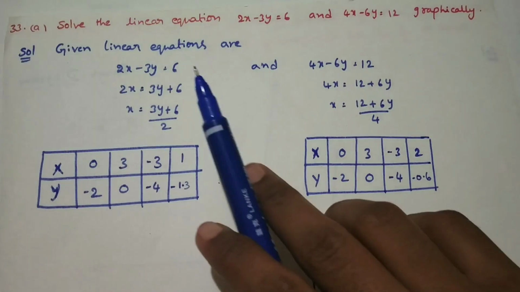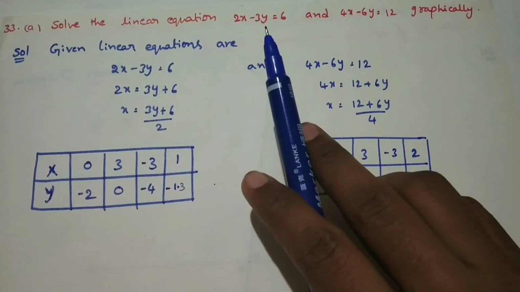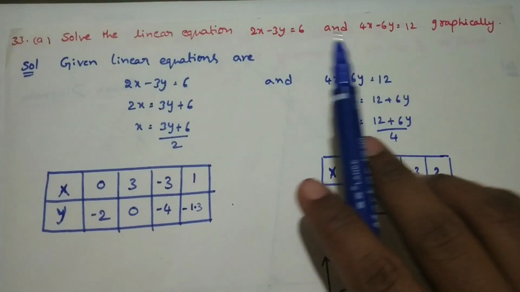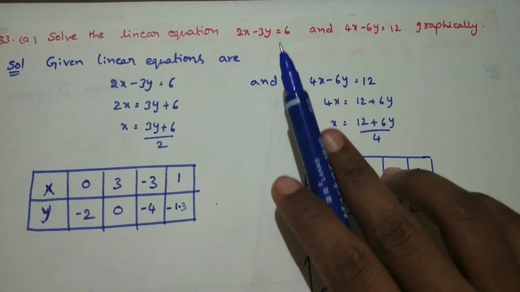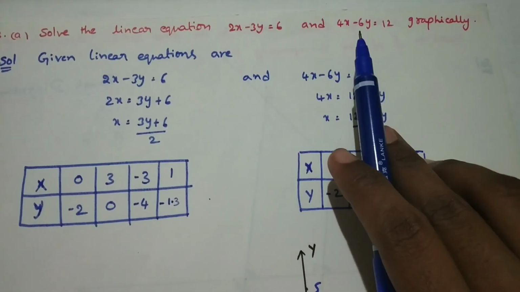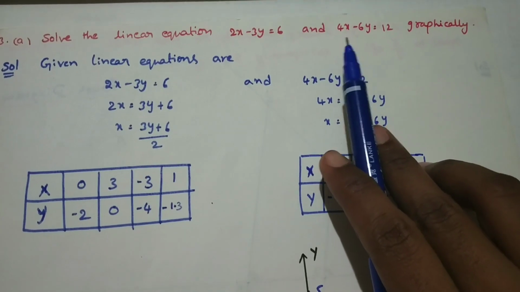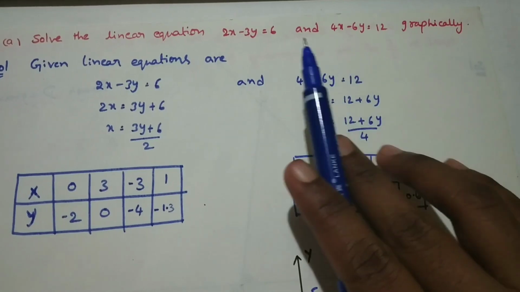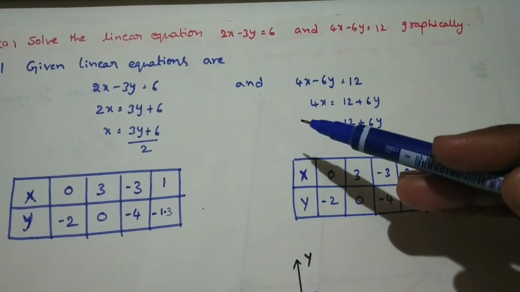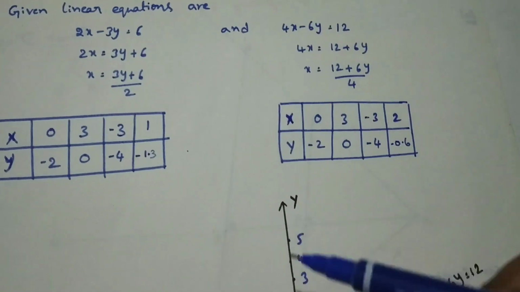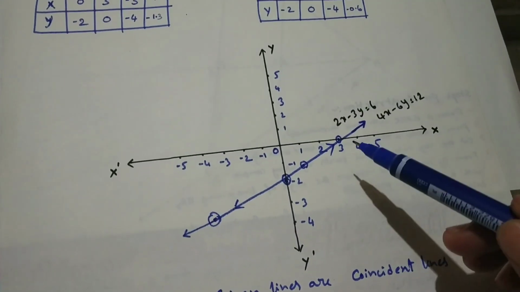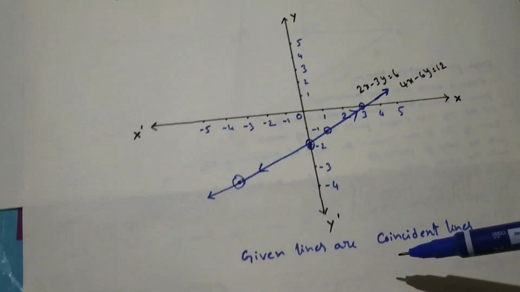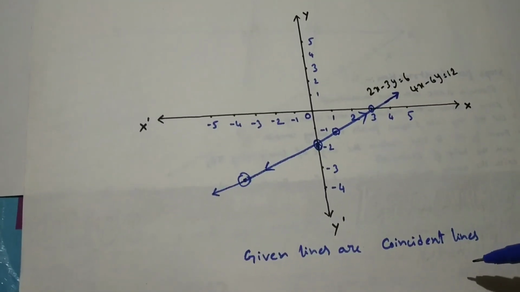Okay, question 3A: solve the linear equations 2x minus 3y is equal to 6 and 4x minus 6y is equal to 12 graphically. If you observe the two linear equations, in the second one, if you take 2 as common, you get 2x minus 3y is equal to 6 only. That means both equations are the same, so if you draw the graph, both will give the same line. Both lines will be coincident lines.